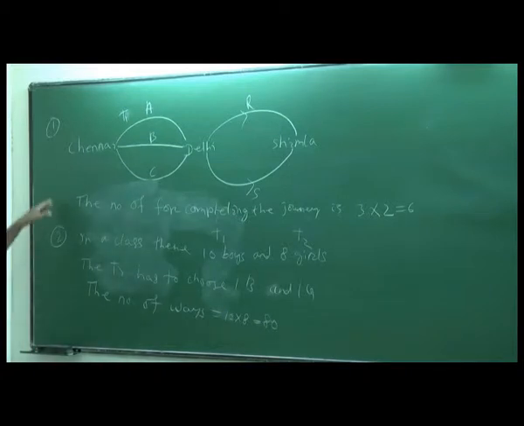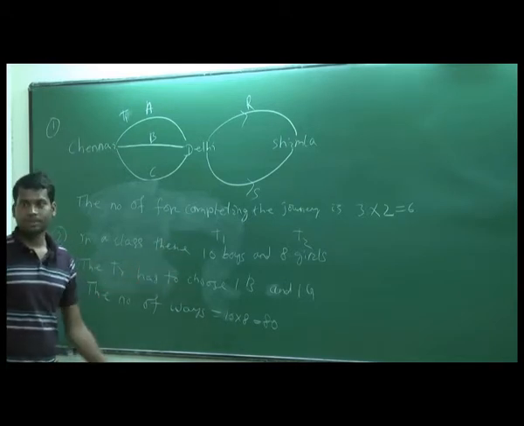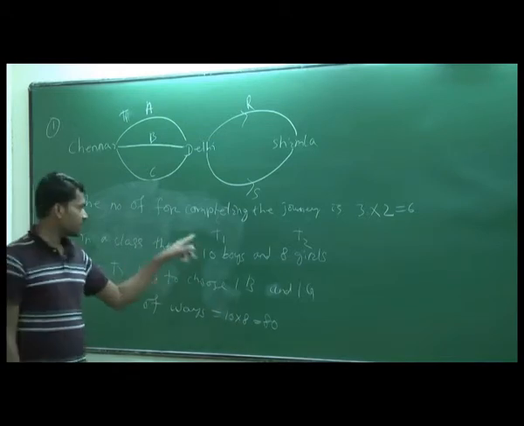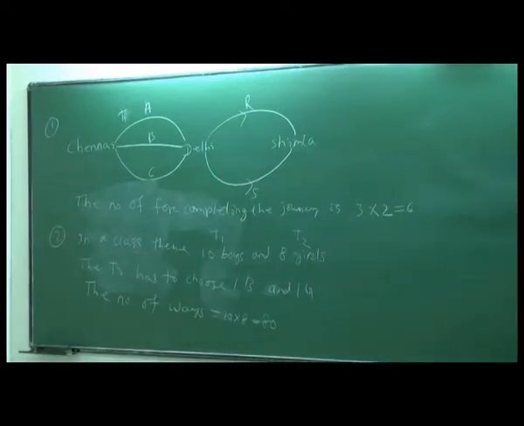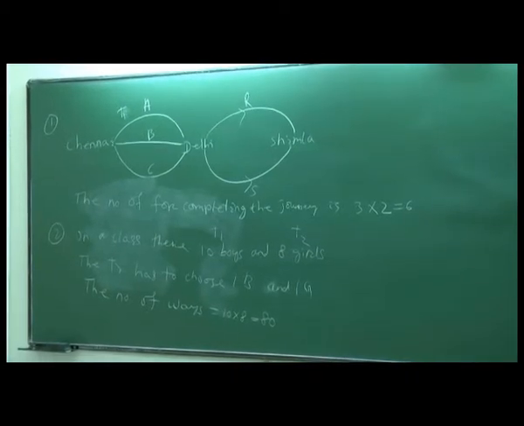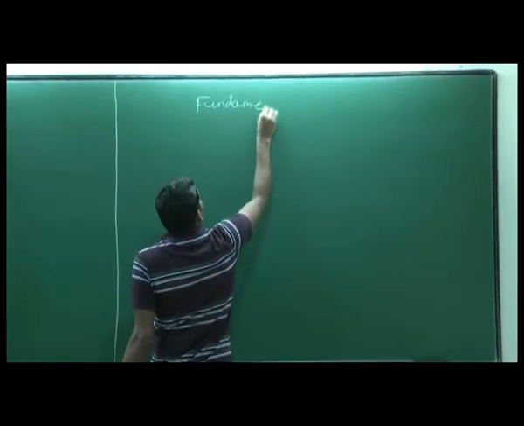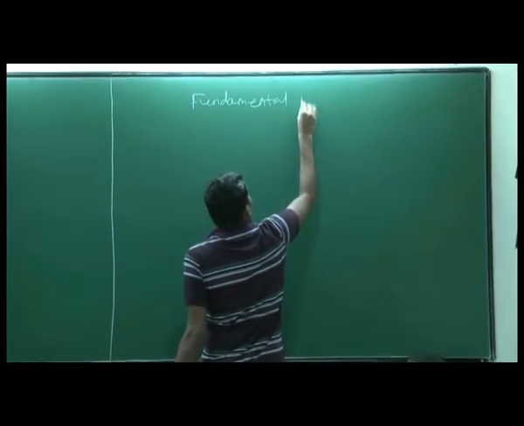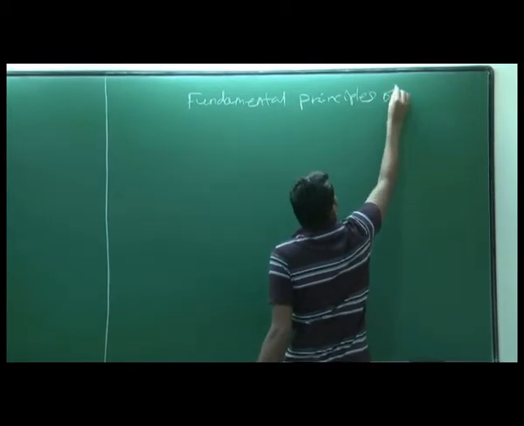Can you generalize? If we have k number of tasks T1, T2 and so on, and each task can be done in M1, M2, M3 up to Mk ways, like this 10, 8, how many ways can we do all the tasks? We will write this here. That is called the fundamental principle of counting.